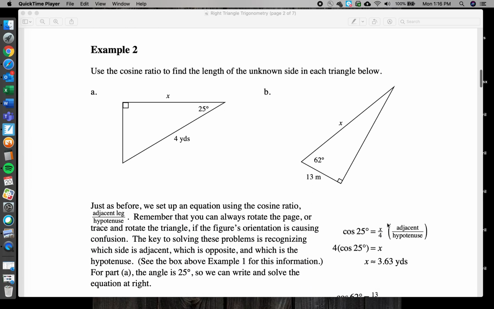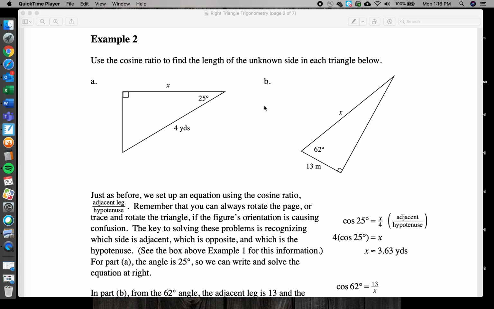When you take a look at example 2, again, they told you to use the cosine ratio, but in case you didn't recognize it, you're going to need to be able to recognize it. Here's our angle measure, there's our theta. X is the adjacent leg to the 25-degree angle. This would be the opposite leg compared to that 25-degree angle. 4 is across from the 90-degree angle, so that's your hypotenuse. That's why it's a cosine problem, because the two parts you're dealing with are adjacent and hypotenuse, which is cosine. Same exact reasoning over here.